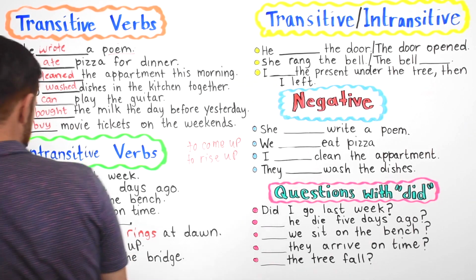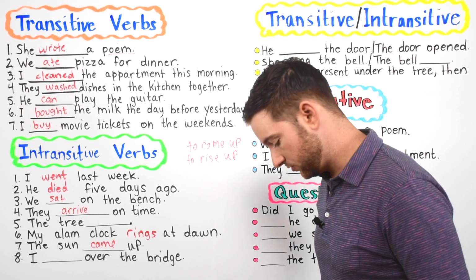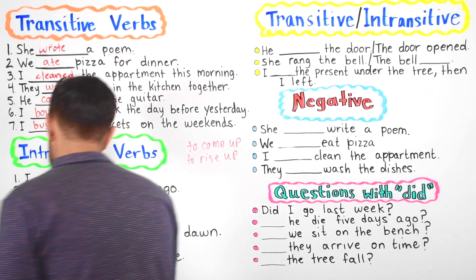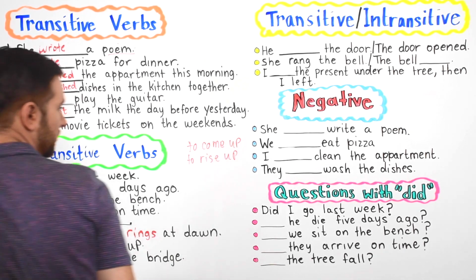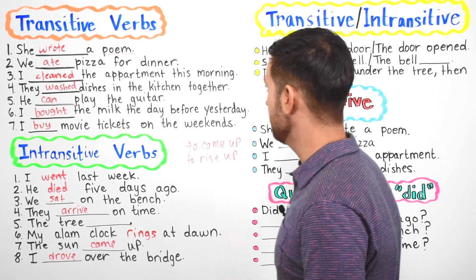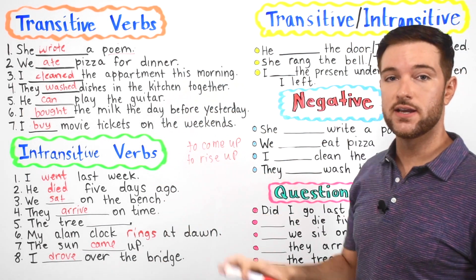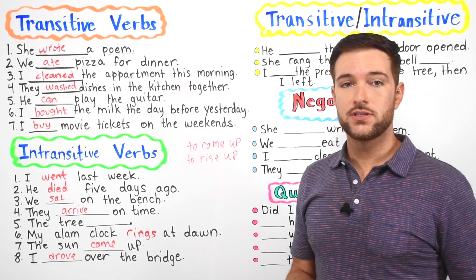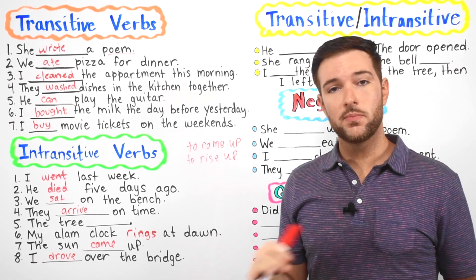Number 8, I blank over the bridge. You could say I walked over the bridge with your legs. You could say I drove over the bridge with a car. And we'll say that. I drove over the bridge. So these are transitive verbs and these are intransitive verbs. As you can see in these examples here, they do not require an object and the verb can be used all by itself.